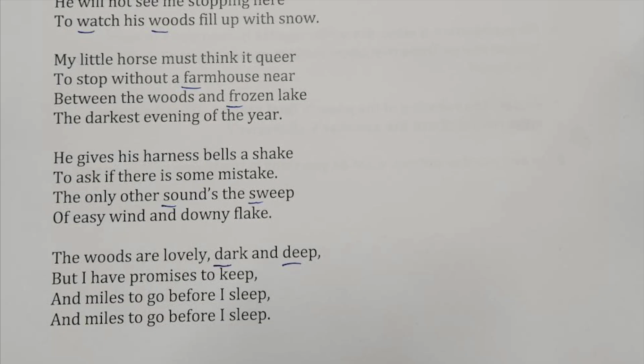Looking elsewhere, in stanza 2, farmhouse and frozen, there's another alliteration. In stanza 3, the only other sounds, the sweep, right? Sound and sweep. The first line of the final stanza, the woods are lovely, dark, and deep, that D sound. So that's alliteration in the poem.